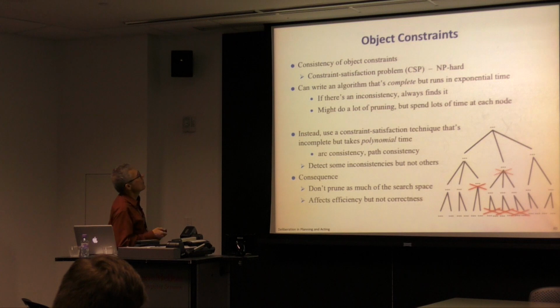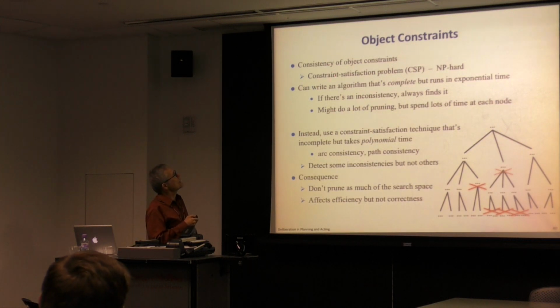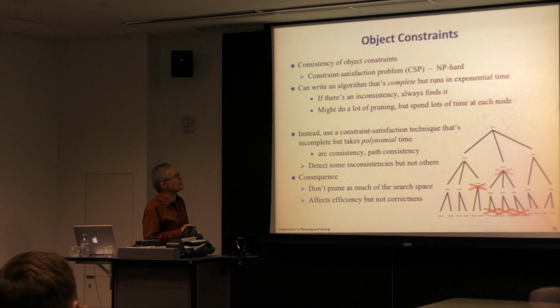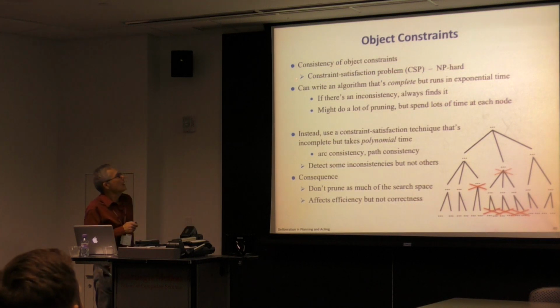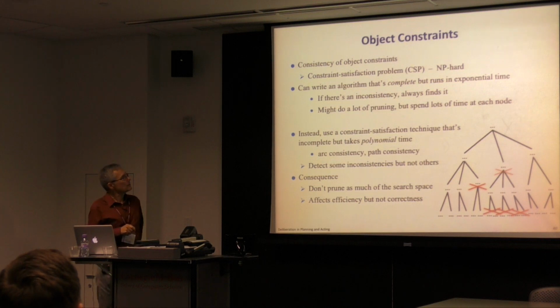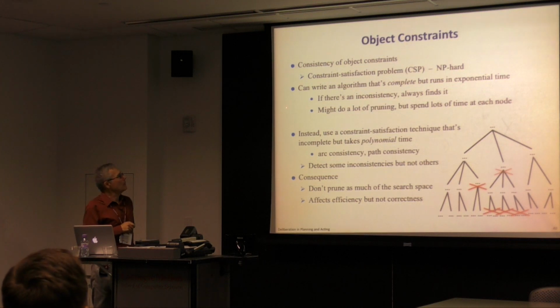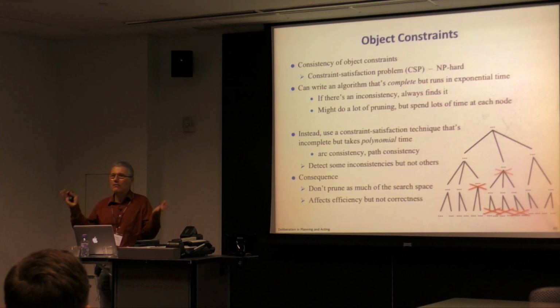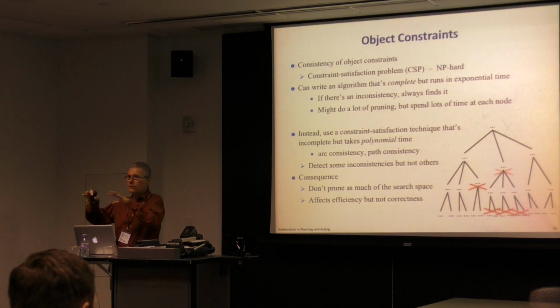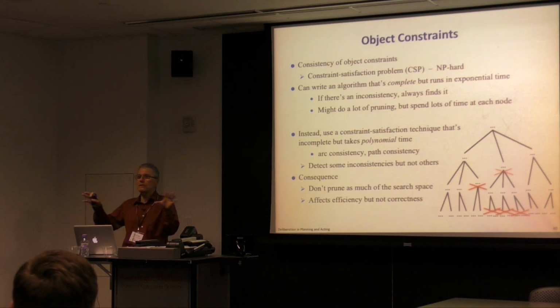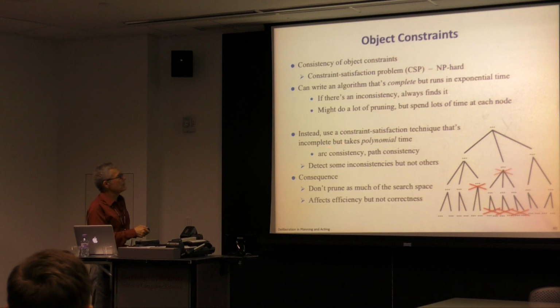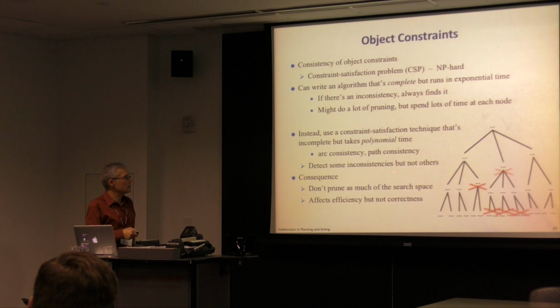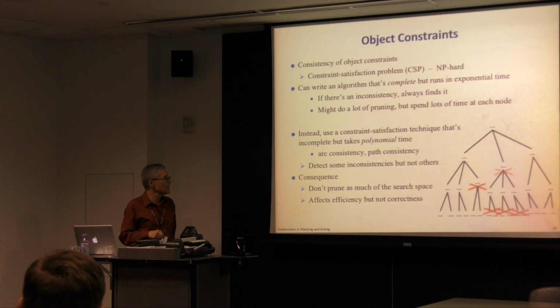Okay? So object constraints, and checking their consistency is a constraint satisfaction problem. Those are known to be NP-hard. You can write an algorithm that is complete but runs in exponential time. If there's an inconsistency, it would always find it. It might do a lot of pruning of the search space, but it's going to take a long time to run. You're better off using some of the techniques that would detect things in polynomial time but wouldn't detect all of them. So use some sort of a constraint satisfaction technique that's incomplete, runs in polynomial time. It'll detect some inconsistencies but not others.